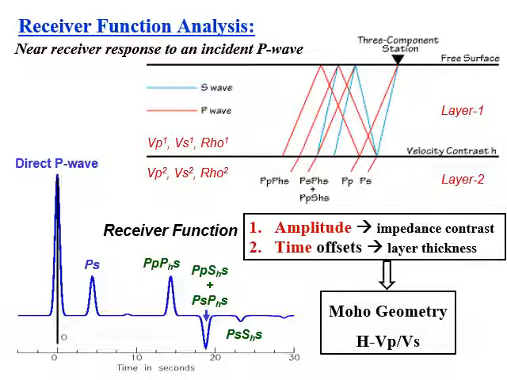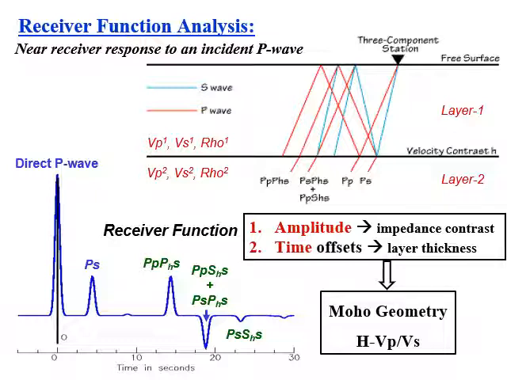What you can see on the bottom left is a time series. On your x-axis is time, which is marked in seconds. On your y-axis is the amplitude of these arrivals: the direct P wave, the P to S converted phase, which is marked as the PS, and then the reverberations.